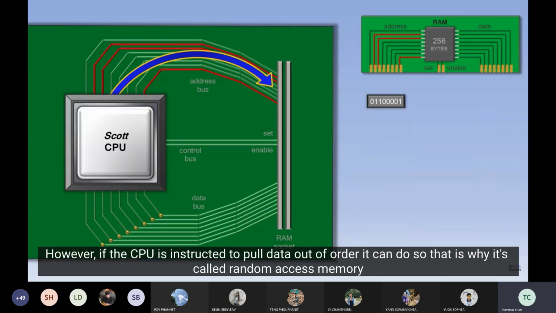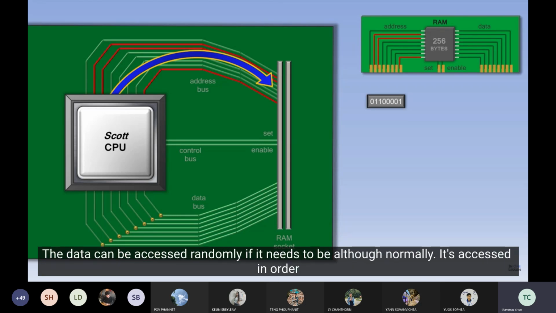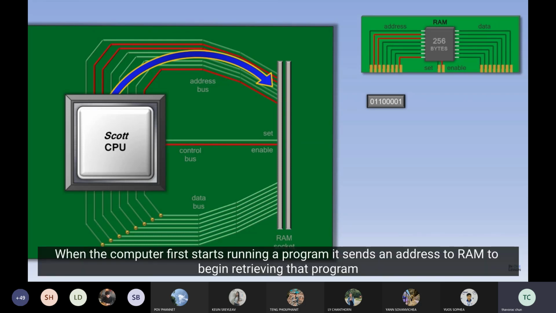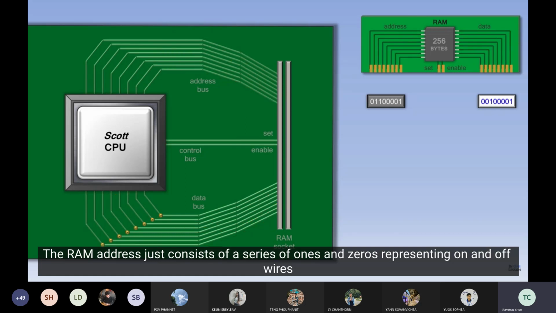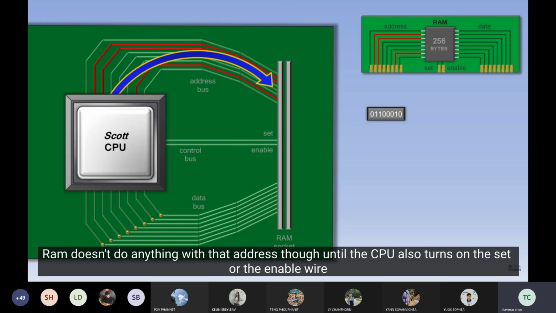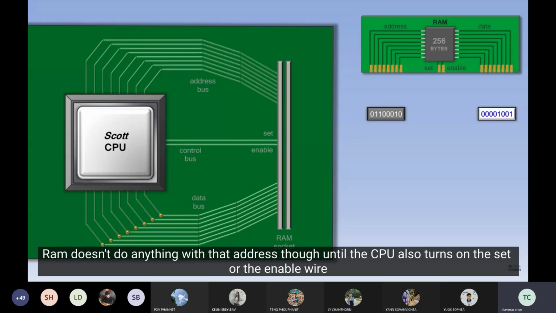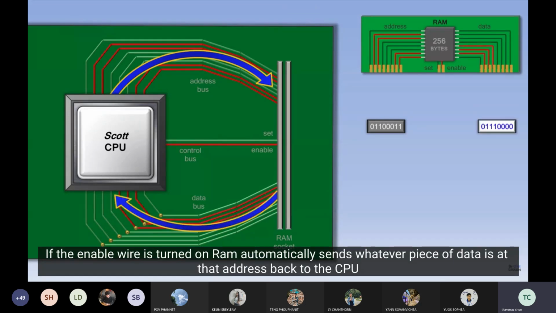The RAM address just consists of a series of ones and zeros representing on and off wires. RAM doesn't do anything with that address though until the CPU also turns on the set or the enable wire. If the enable wire is turned on, RAM automatically sends whatever piece of data is at that address back to the CPU. That data is then processed by the CPU accordingly. Once the CPU is finished processing that piece of data, it then sends another address to RAM, turns on the enable wire, and gets the next piece of data from RAM. This process happens over and over again inside the computer.